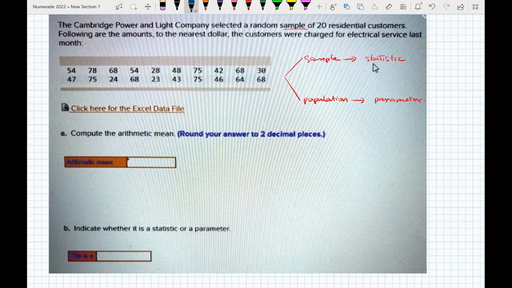Now, the question asks me to find the arithmetic mean. So we know that the mean is denoted by x bar. The formula will be the sum of everything divided by n. So let me sum up everything in the data there. We have the 54, 78, 68, 54, 28, 48.